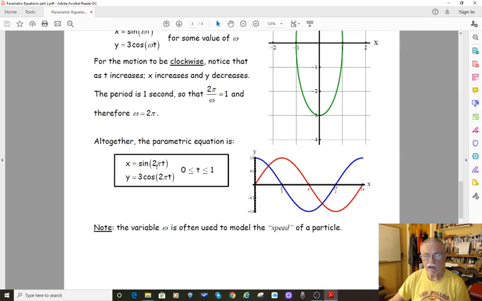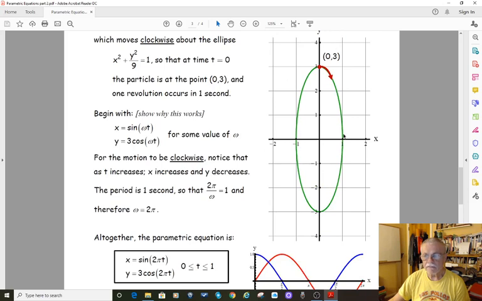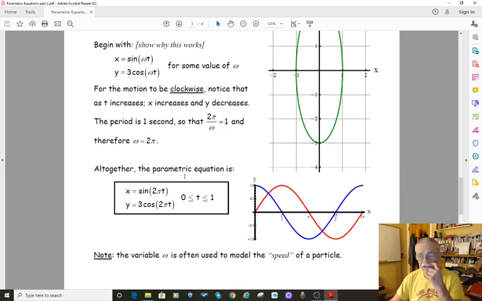x is sine of 2 pi t, y is 3 cos of 2 pi t for t equals 0 to 1, and that would be the parametrization of this path in this direction, starting at t equals 0 right here. So that's something to think about. And just as an emphasis here, omega is often used to model the speed of a particle, and when it's put in here in a form of trigonometry, it's also going to be the frequency, and that's how we use this. 2 pi over frequency is the period.